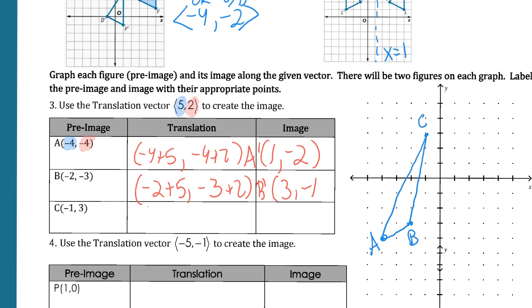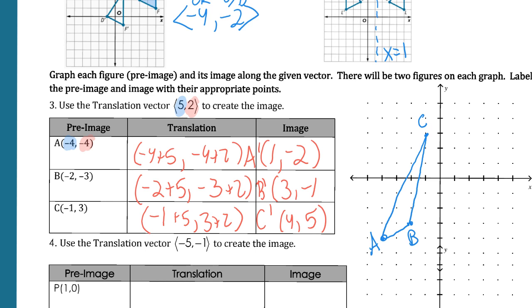And then to get the value for C, we're going to take the x coordinate with the x value of the vector. And so it'd be -1 plus 5. And then we do 3 plus 2, again, the y coordinate and the y value from the vector. And so C prime should be 4 and 5. Okay, so let's graph them and see what happens.